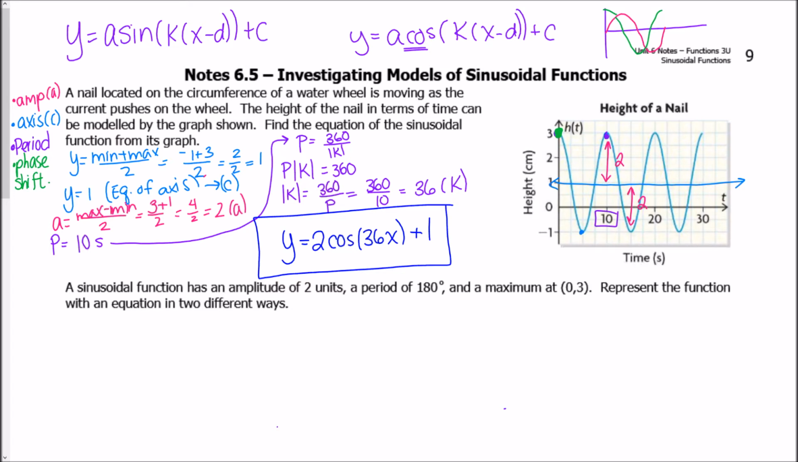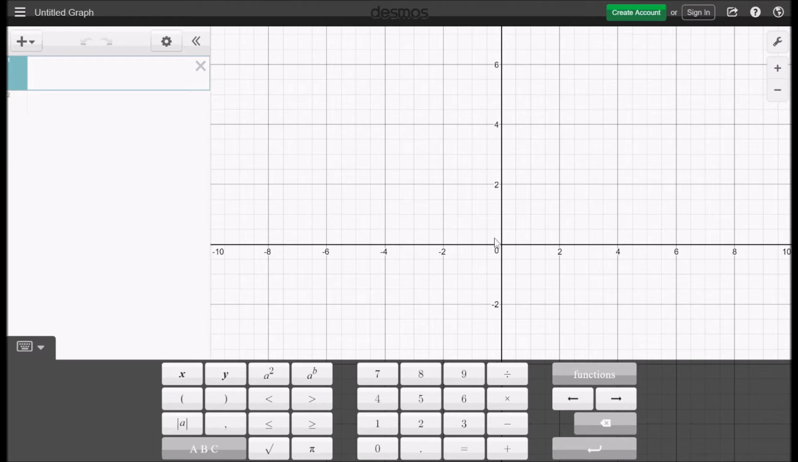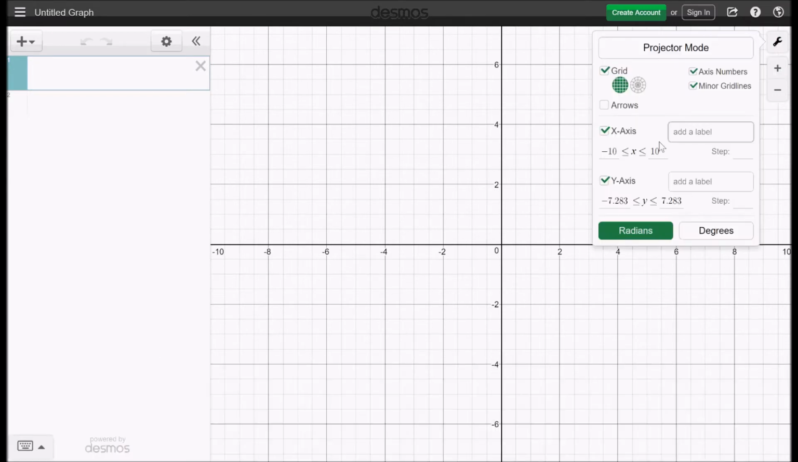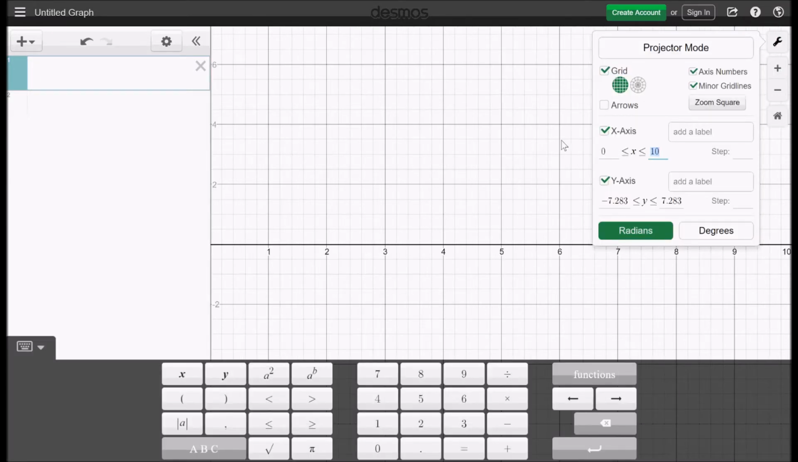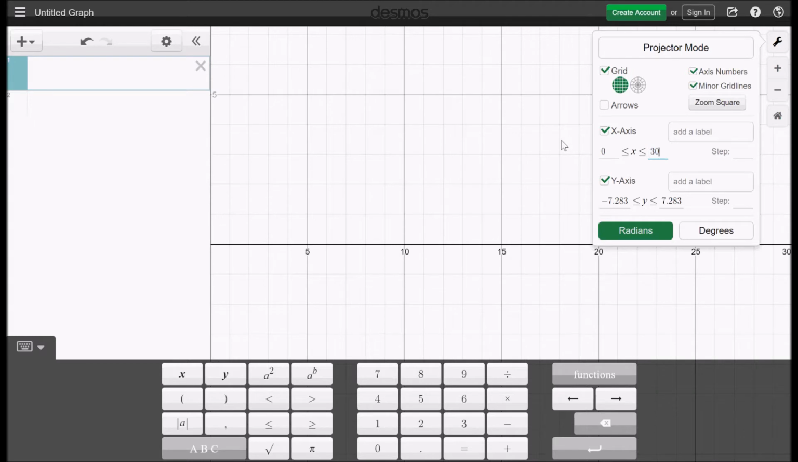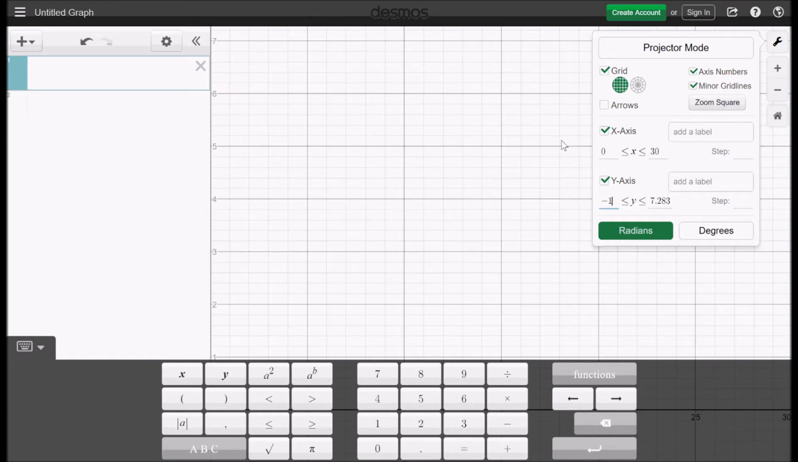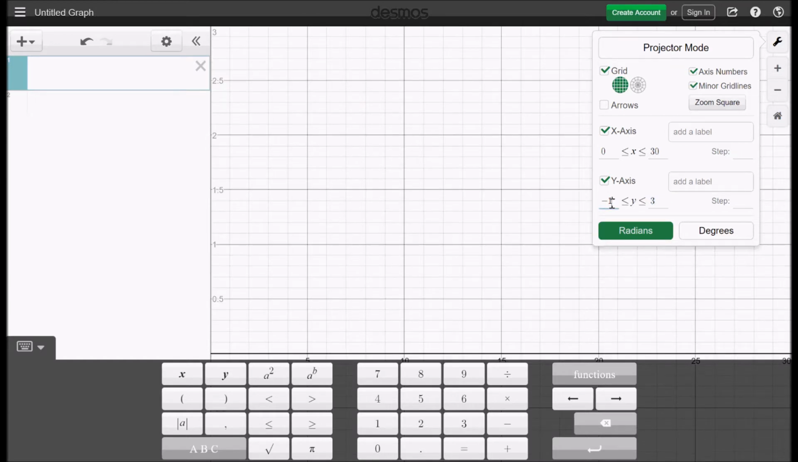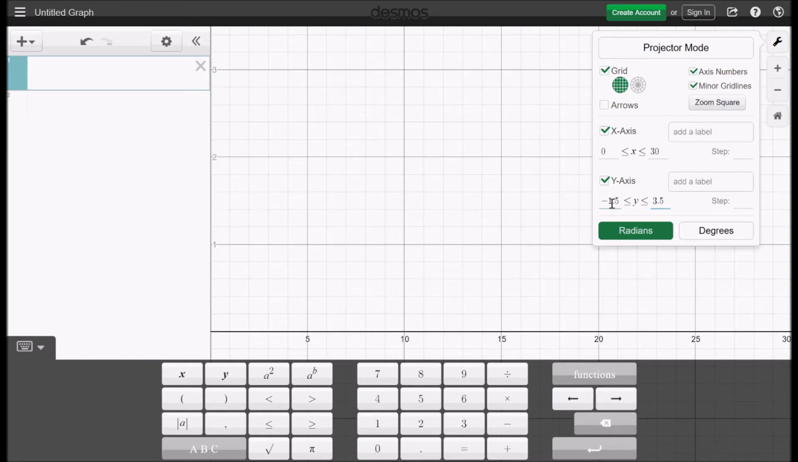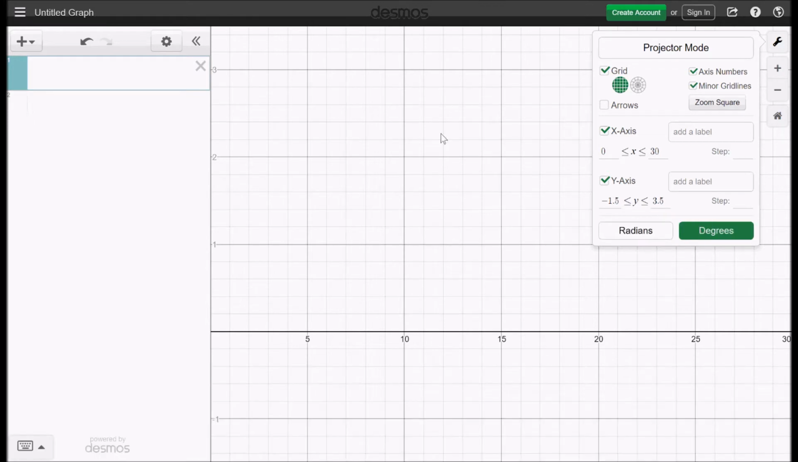And I want to verify that this is correct using Desmos. So if you guys notice, the graph has x values from 0 to 30. So before I do anything at all, I want to change my x-axis so I can see it from 0 to 30. And then the y values are from -1 to +3. And I'll just do -1.5 to +3.5 so I can just see a little bit more of my graph. I have a little bit of space on the top and the bottom, and we need to be in degrees in order for this to work.